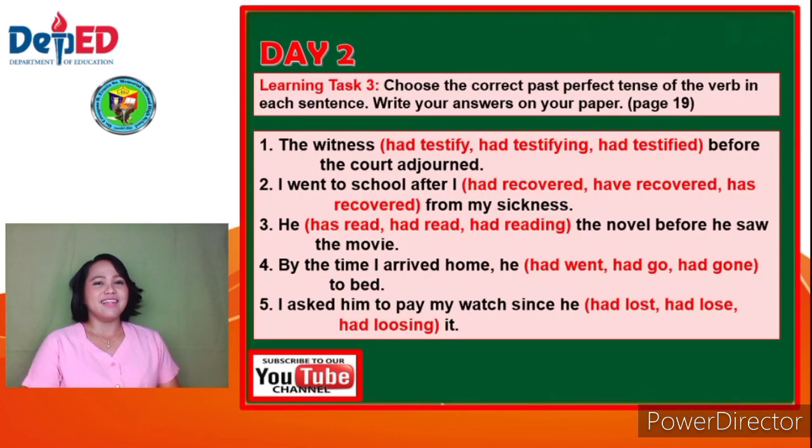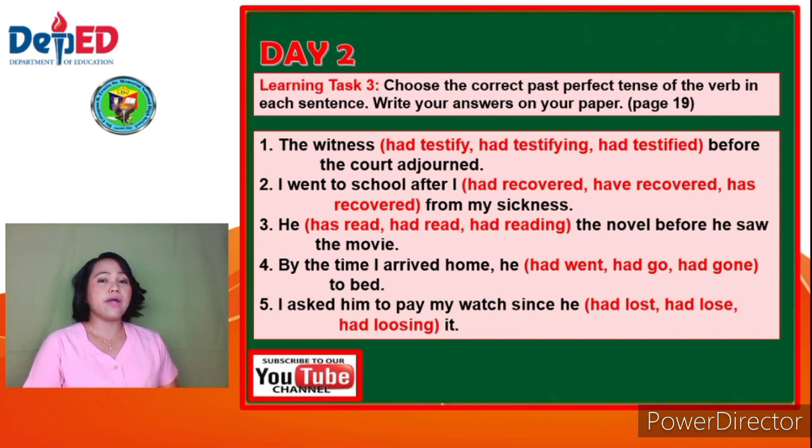Day 2, Learning Task 3. Choose the correct past perfect tense of the verb in each sentence. Write your answer on your paper. It's on page 19. Number 1. The witness had testified, had testifying, had testified before the court adjourned.